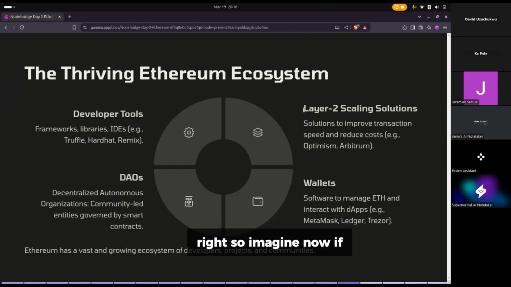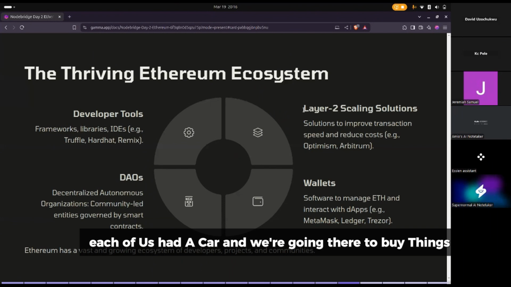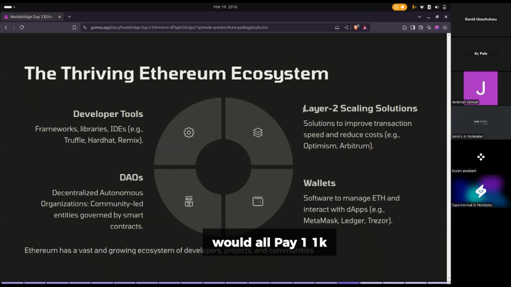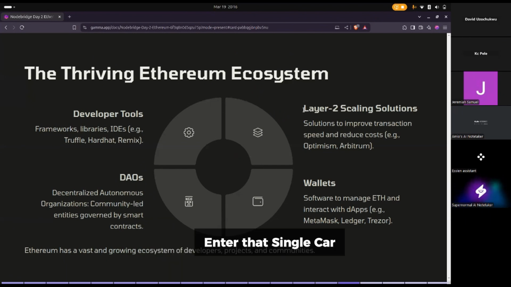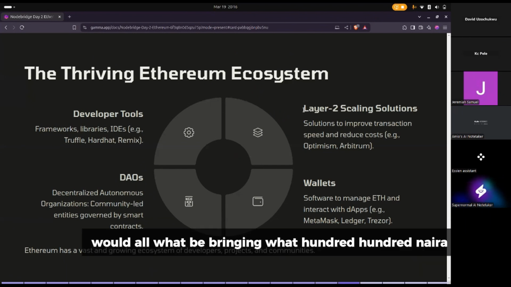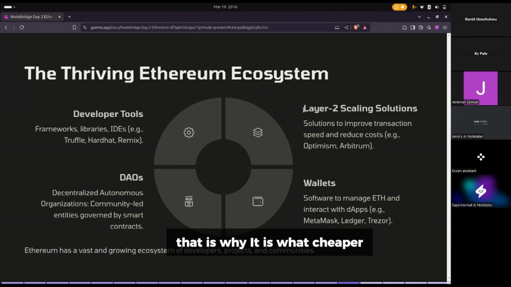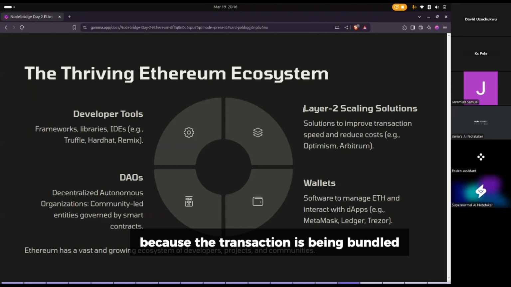Imagine if each of us had our own car going there to buy things, we'd all pay 1K. But if 10 of us decide to enter a single car, we'd each be paying 100 naira. That is why it is cheaper. The same thing happens in the blockchain because the transactions are being bundled.